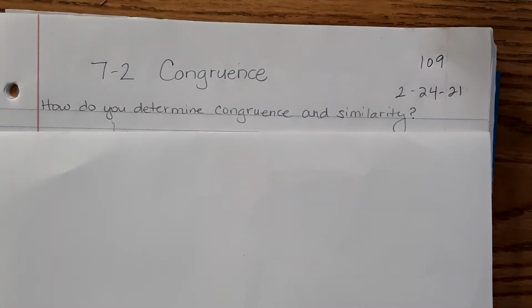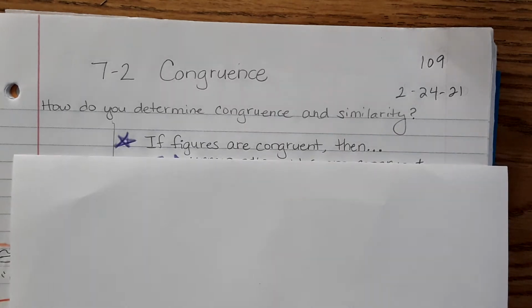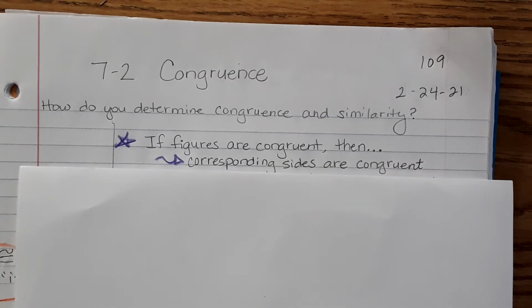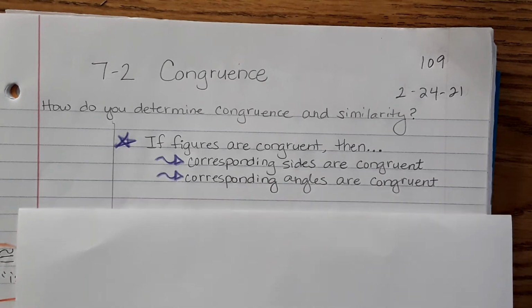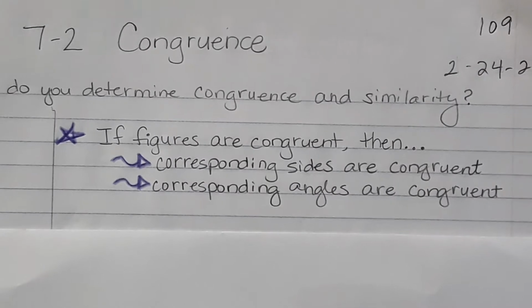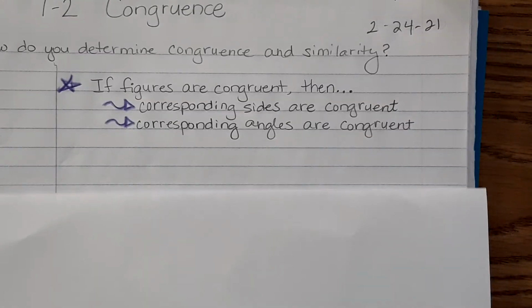In the last lesson, we talked about figures being congruent if you can prove there's a translation, reflection, or rotation. Also, if they are congruent, that means that the corresponding sides are congruent and the corresponding angles are congruent. So remember, congruent is the same.